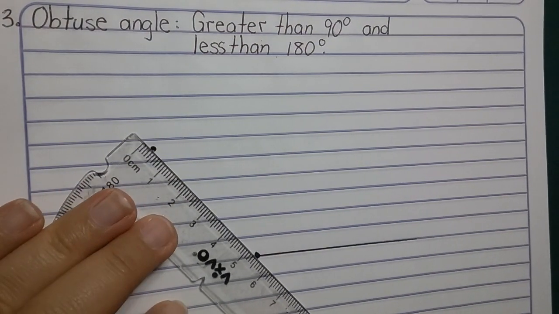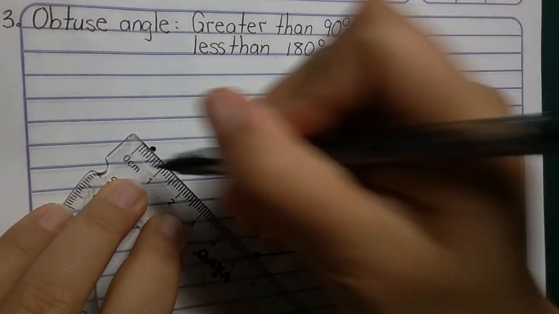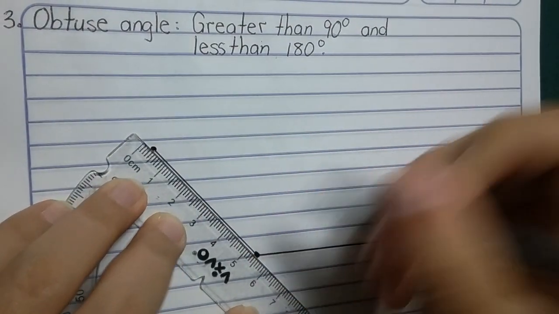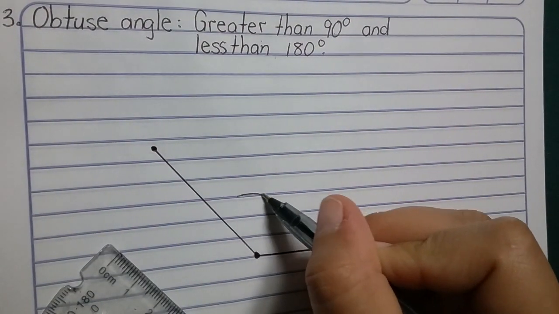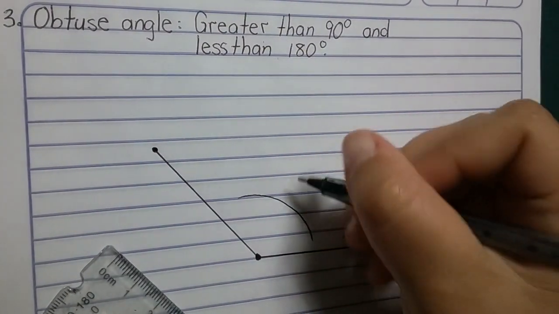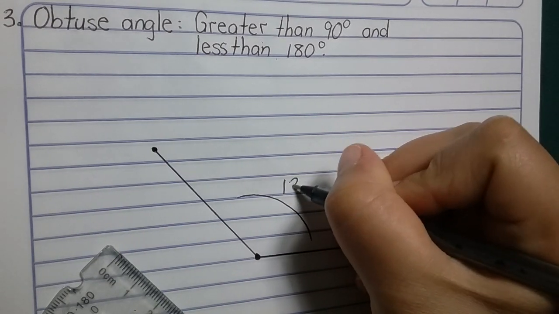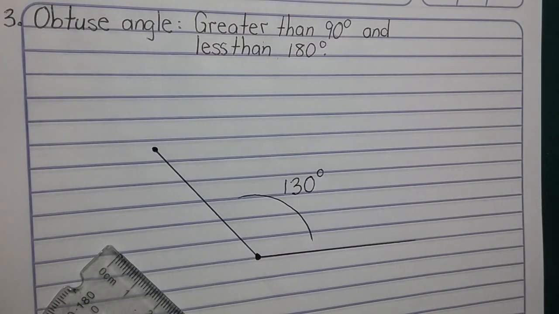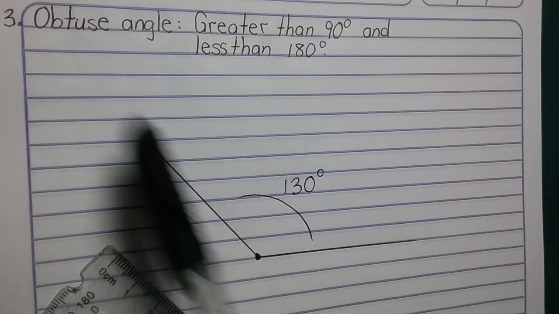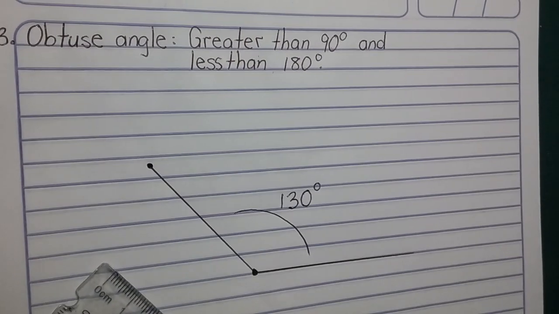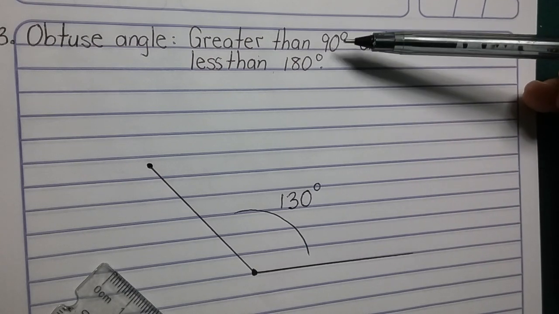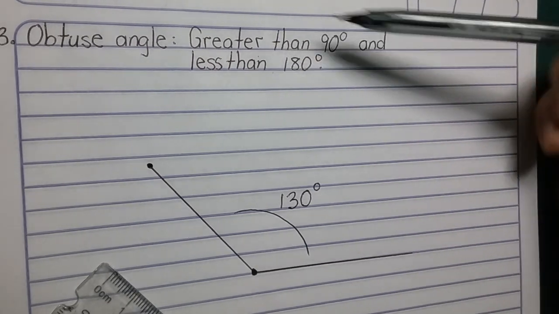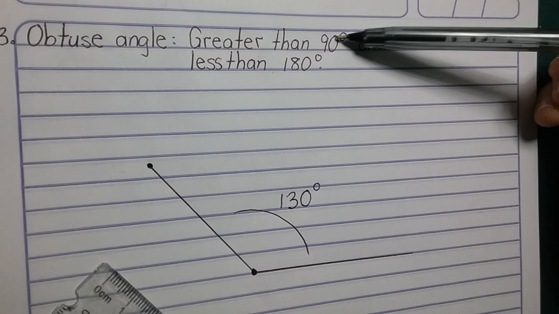Now let's join the lines, the 2 points, and the opening of the angle that has 130 degrees. This is an obtuse angle because it is greater than 90 degrees.